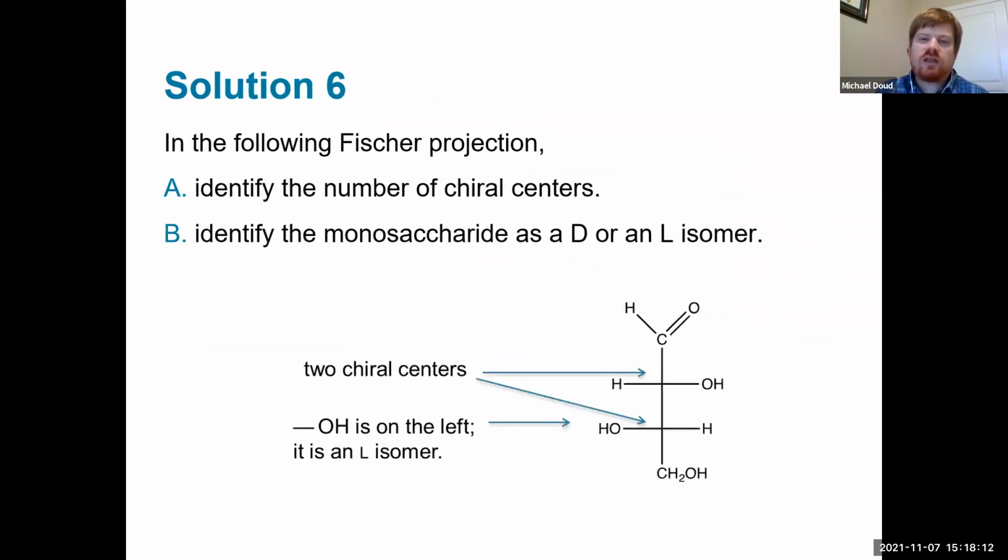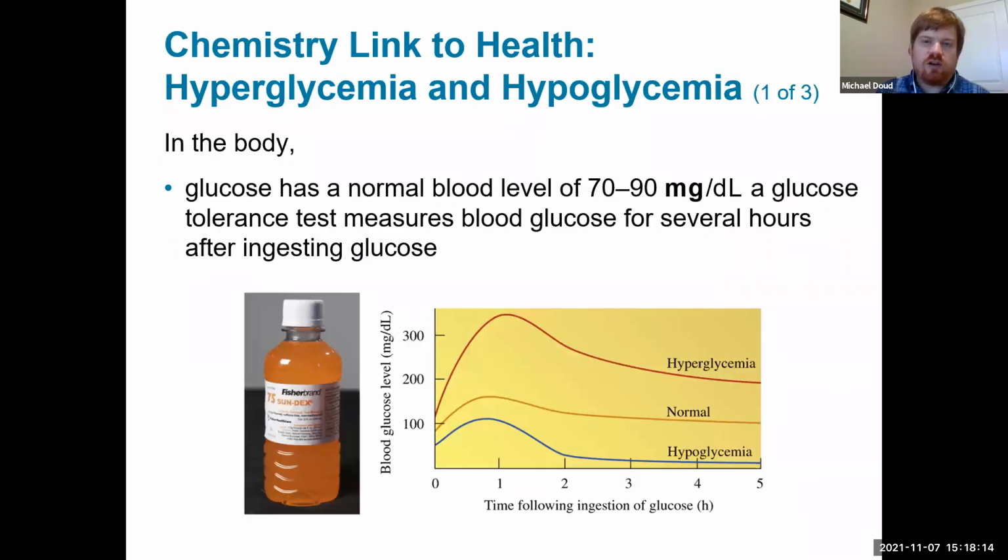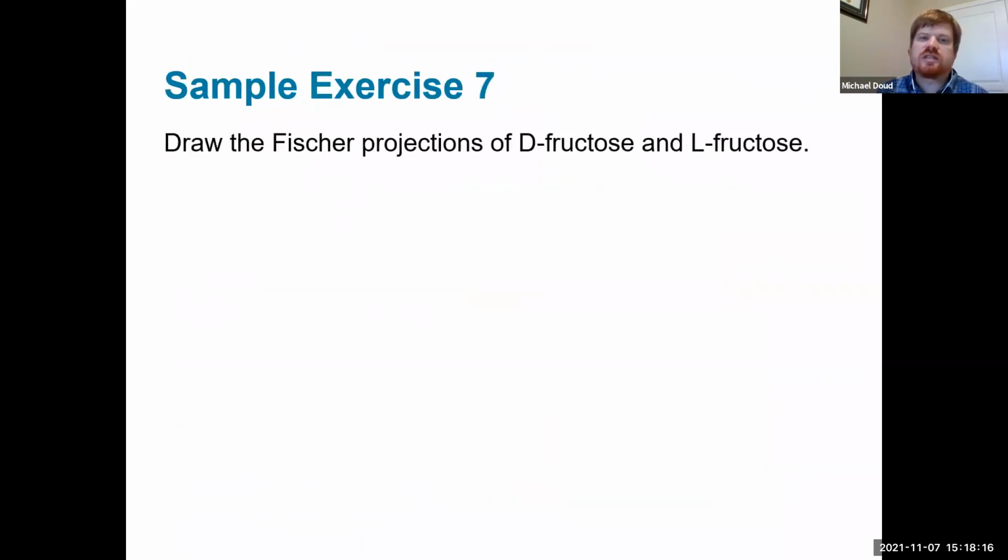So let's go ahead and go back here. You can rewind the video to get that structure, go back to sample exercise 7. So go ahead, give me now in your sample exercise packet, the Fischer projection for D-fructose and then for L-fructose. So pause the video, write those down, and we'll take a look at the answers when we get back.